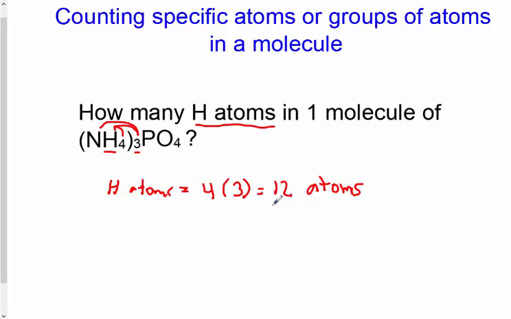And that's my answer. Now again, I'm only looking at one molecule of this compound. If I had more than one molecule, which we'll deal with in the next little section of the lesson, then I could multiply my answer for one molecule by the coefficient in front. So however many molecules I had, I could just simply multiply by that number. Okay, let's carry on. Let's do another example.